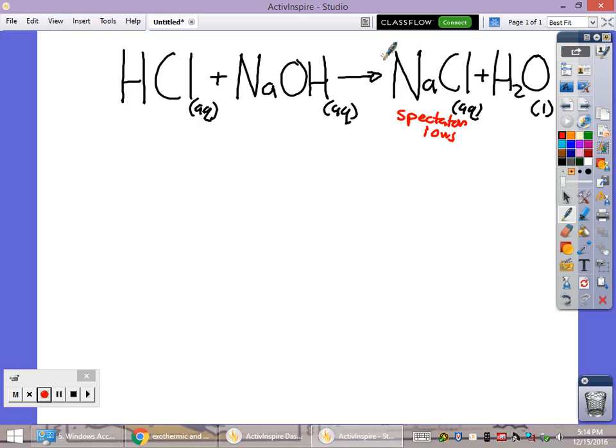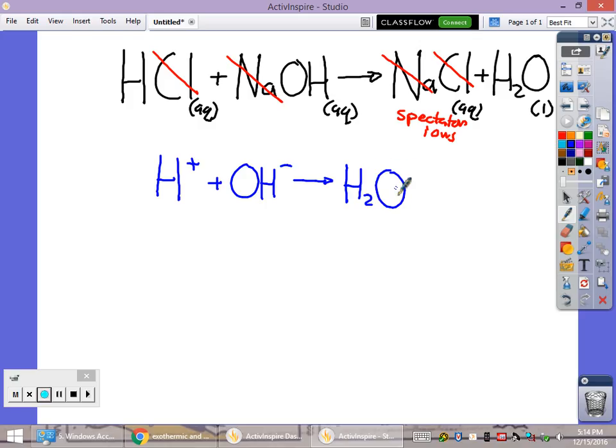So that means I can ignore the sodium and I can ignore the chloride, right? And then I will get a net ionic equation that looks like this: H plus and OH minus goes to H2O.